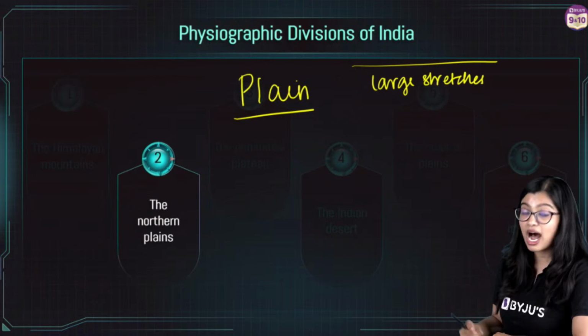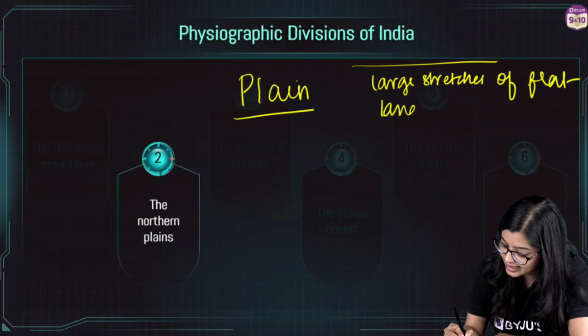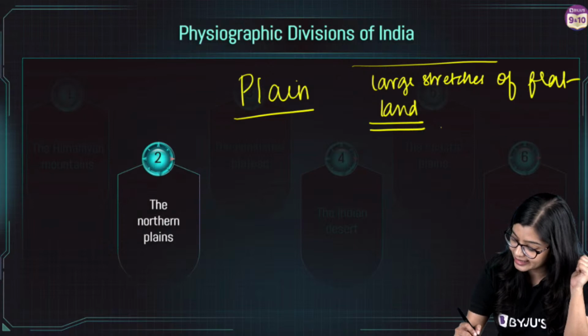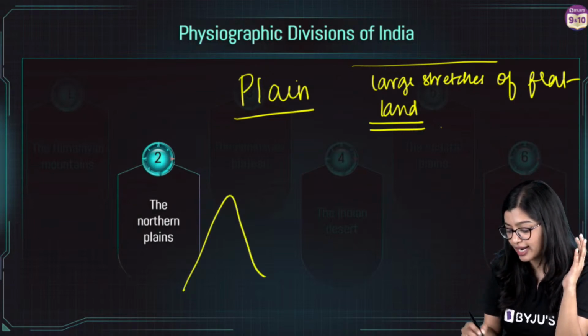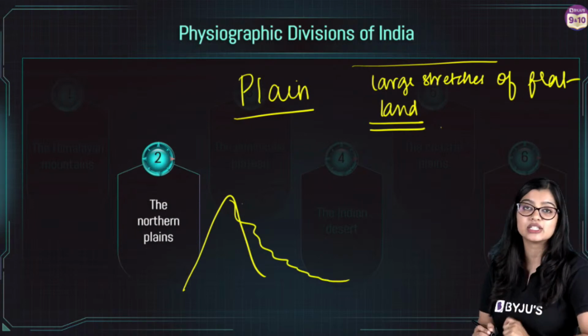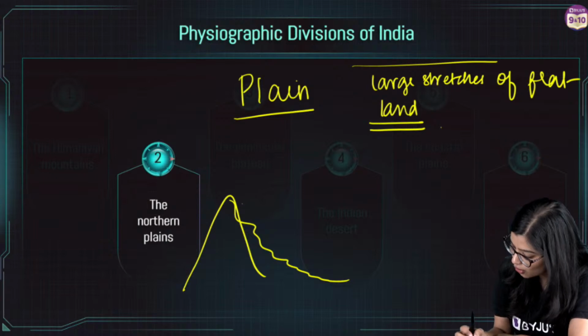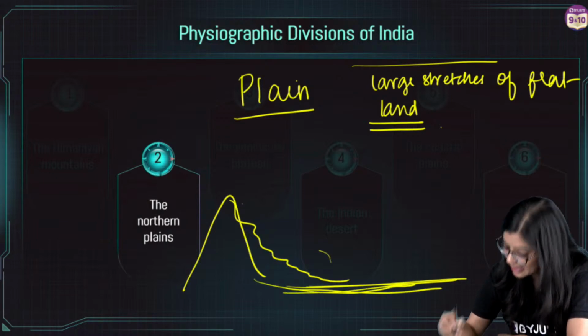So we see that they are large stretches of flat land. And we see that these are mainly formed by the rivers and its tributaries. Yes. So we know that from the slopes when the rivers flow, we see that they carry a lot of sediments, and they take it forward and eventually they will settle down.